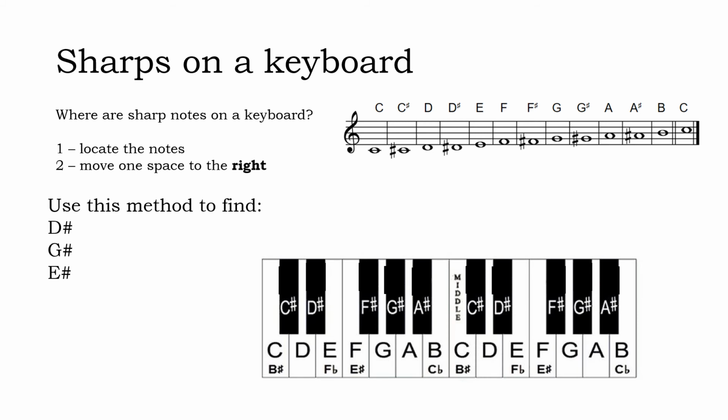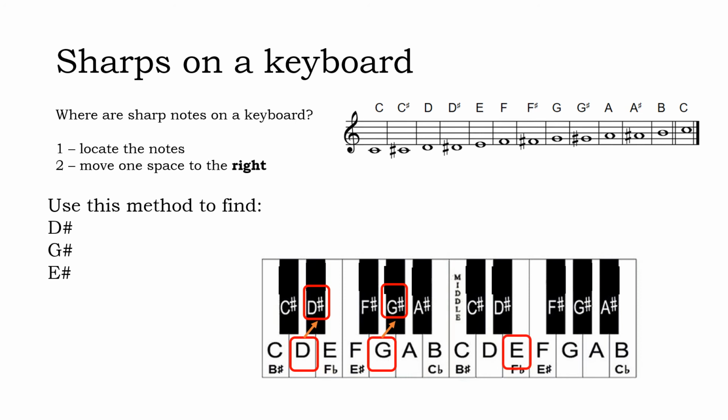So where are sharp notes located on a keyboard? To find a sharp note, you locate the note and then move one space to the right. For example, if we're trying to find D sharp, we would find D on the keyboard and then move one space to the right, which is a black key, D sharp. And again, if we're finding G sharp, find G, move one note to the right, which is G sharp.